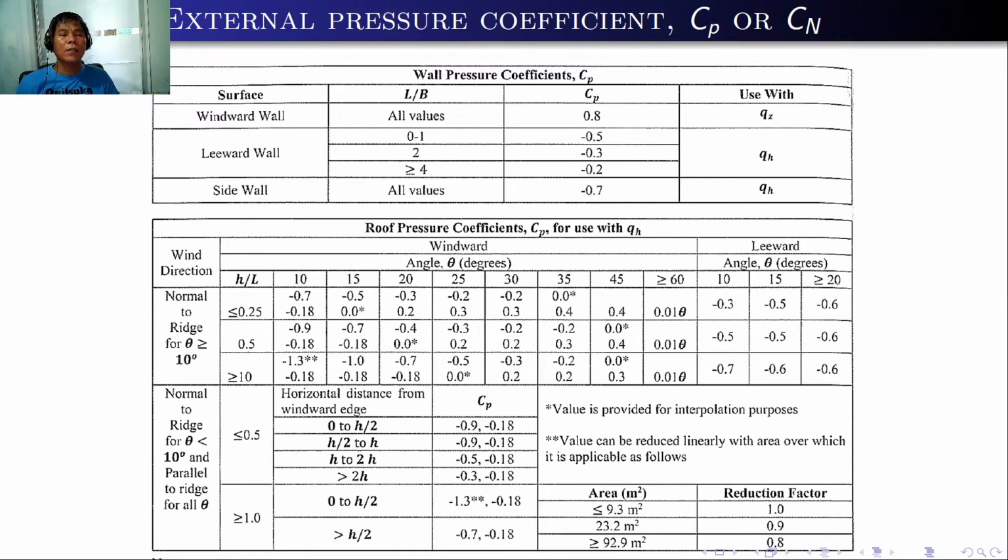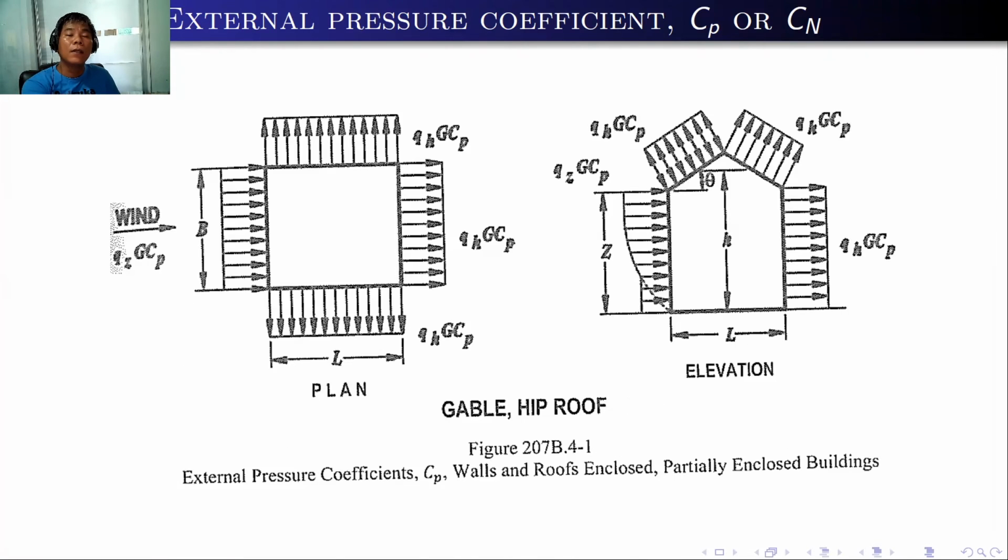It depends on the length and, in the plan, if this is the windward side, the dimension of the building perpendicular to the windward side is B. The parallel is L. Take note about these notations. This is L, and also the height Z, and the mean height of the building at the mean roof height, that's H. So the mean roof height is taken at the middle of the roof, not at the highest point.